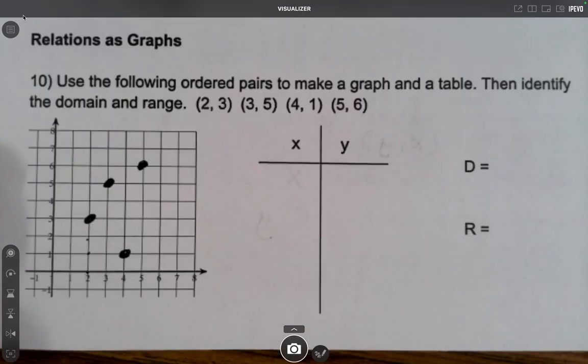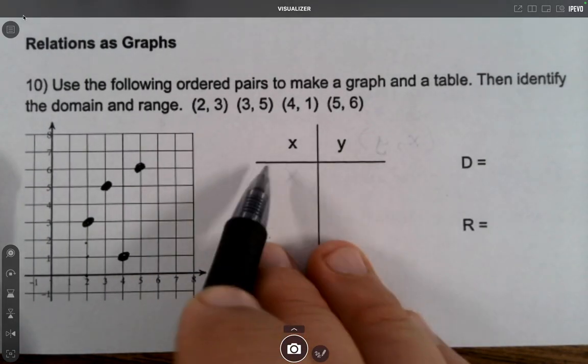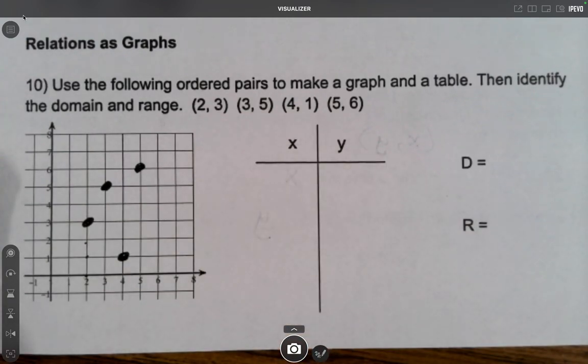Now to find the table, it's truly very straightforward. The table, which looks like this, looks like a cross. It's not religious, it's just 2 lines in that form. And you put the x's on the left and the y's on the right. And you just write them just like they're showing up in the ordered pairs.